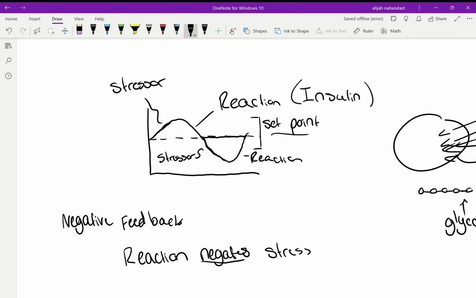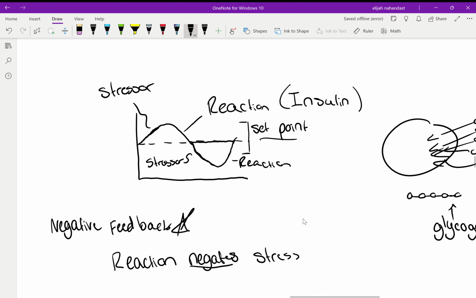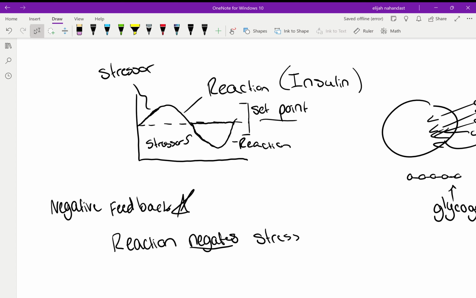feedback. And remember, negative feedback is kind of the main way that our body maintains its set points in homeostasis. Positive feedback generally is more negative. There are examples of positive feedback in the body, but we generally don't want our reaction to be amplified.